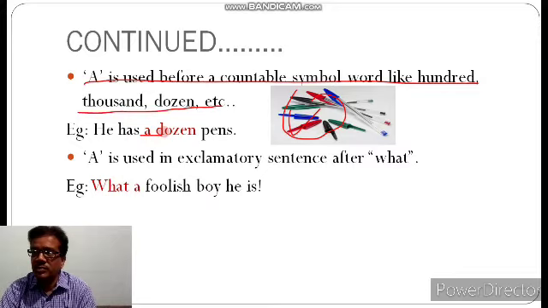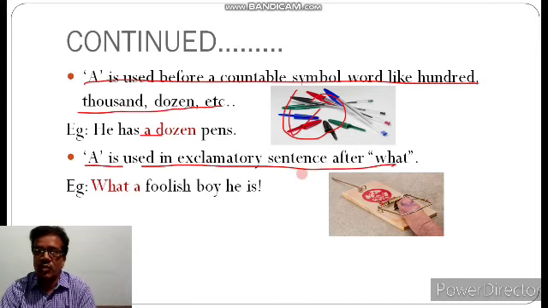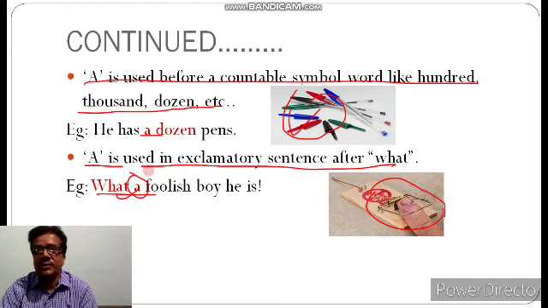And the last one we have to know: a is used in an exclamatory sentence after what. Whenever we are expressing a sentence which is exclamatory, then after what we have to use a. What a foolish boy he is. After what we have used a here. So each and every time you have to be careful that if there is an exclamatory sentence and there is what, then you have to use a after that.